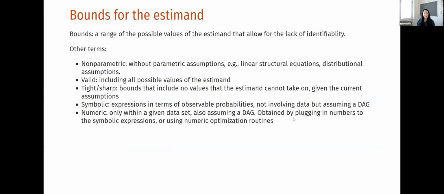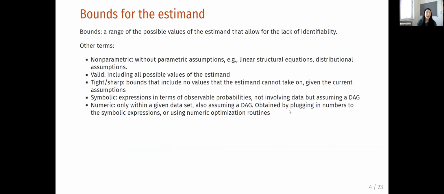I've been saying bounds a lot, but let me define it. So bounds, it's just a range of the possible values of the estimand of interest that allow for the lack of identifiability. So although some people use bounds when they're discussing the bias or the selection bias or other types of bias, and they might be bounding that bias, I will always be referring to a bound that bounds the range for the causal estimand of interest.